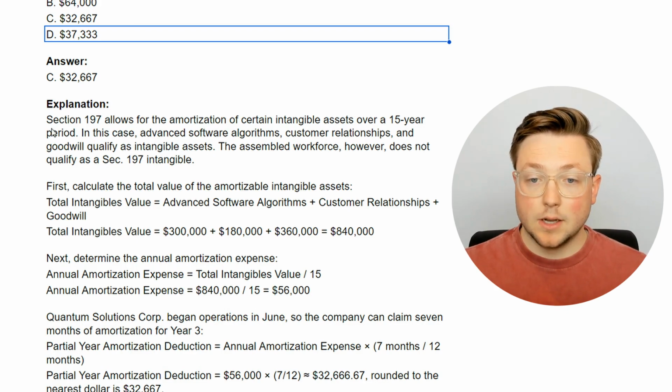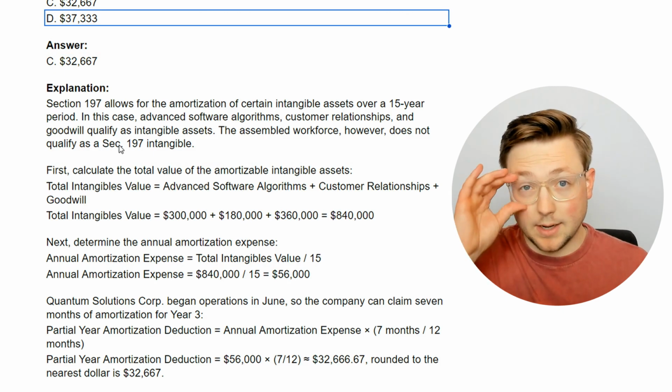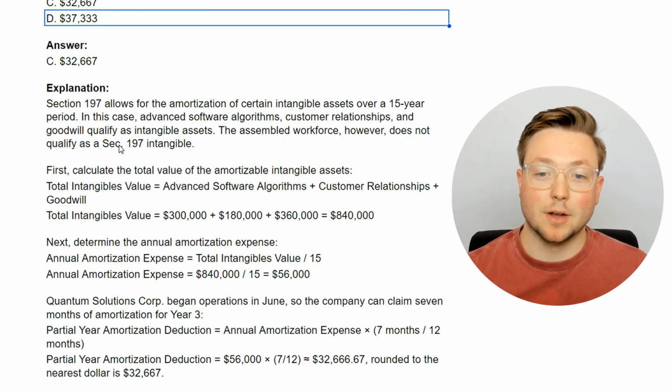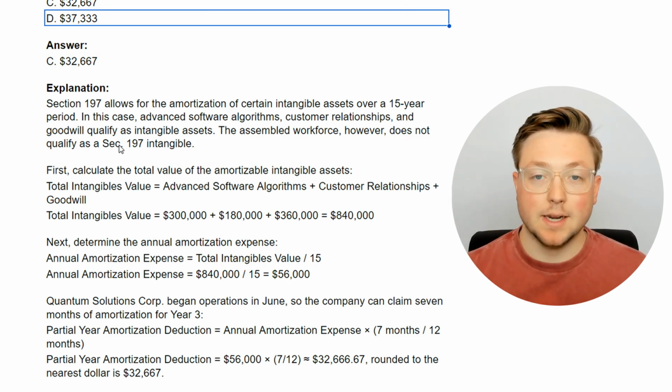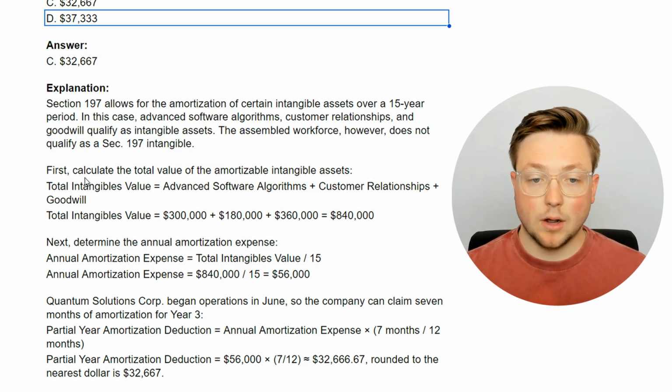So again, this is for these intangible assets, but the workforce, which, again, is the workers of the other company, obviously that's not an intangible asset, those are people. So that doesn't count as a 197 intangible. So everything else added up together is $840,000. And then we divide that by 15 and we get $56,000 a year for the amortization.